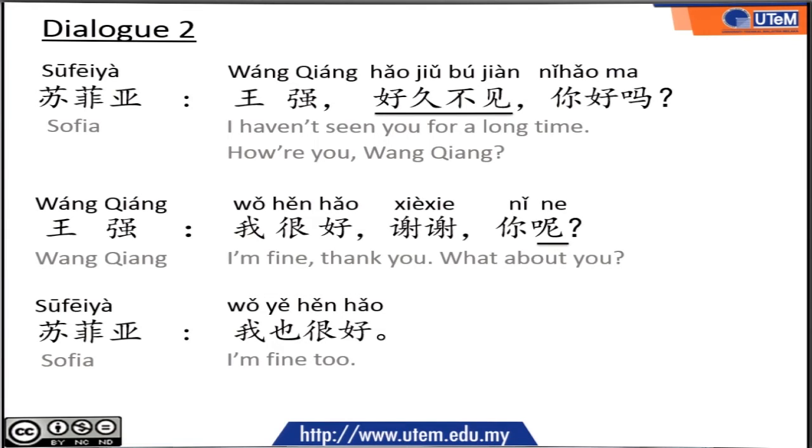Ending with 呢 makes a question when the context is already known. When you wish to repeat a question that was just asked, then 你呢 can be used. Sophia replied, 我也很好, which means I'm fine too. 也 means also or too. It is generally referred to the subject to express similarity with the subject of the preceding sentence. Please note that we have to change the tone of 我 and 很 to the second tone because they are followed by a third tone syllable.